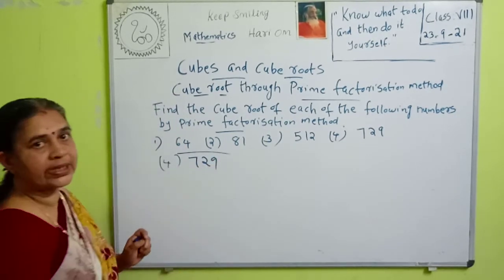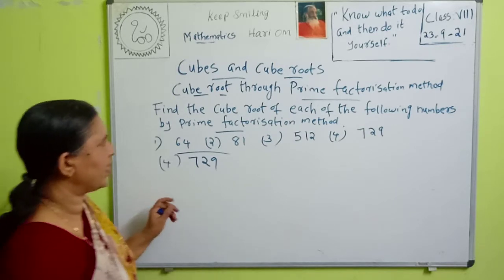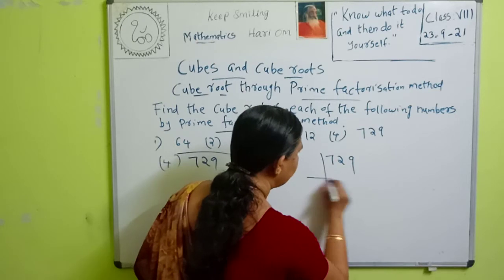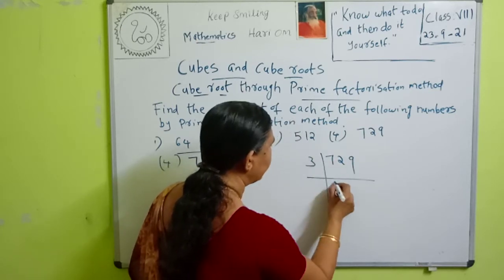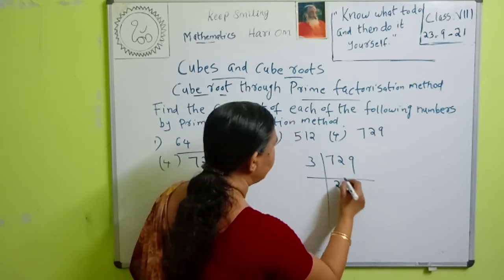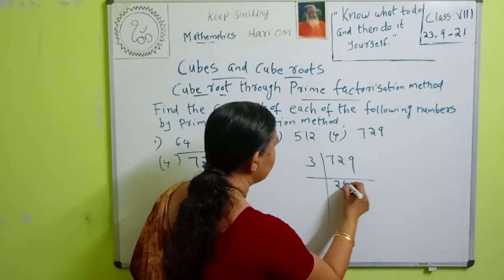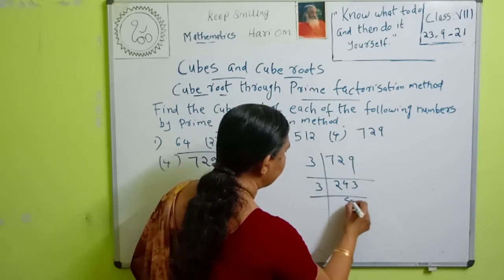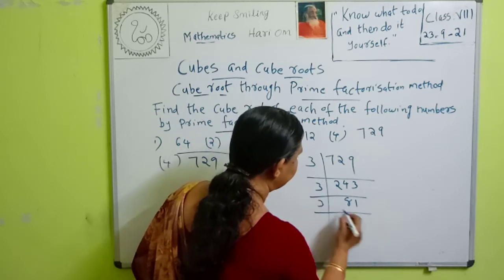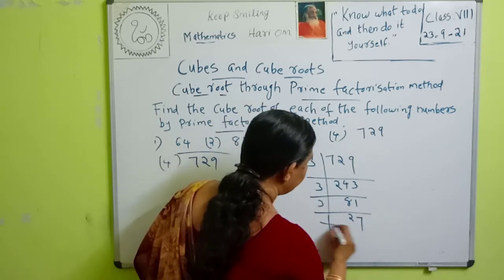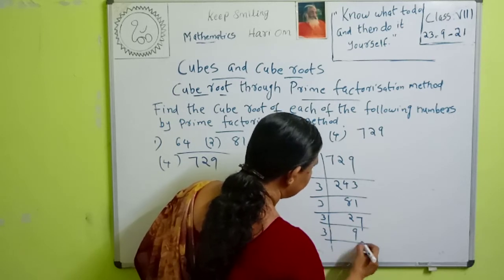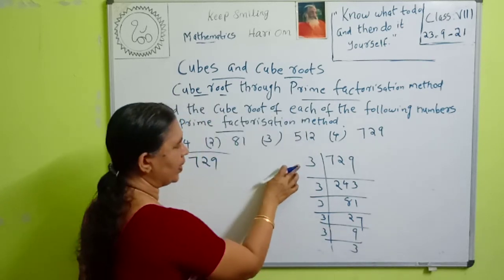The next question is 729. First we can factorize this 729. Can divide by 3. 3 2s are 6. 243. Then also we can divide by 3. 81. Then 3, 27. Then also we can divide by 3, 9. Then 3, 3.